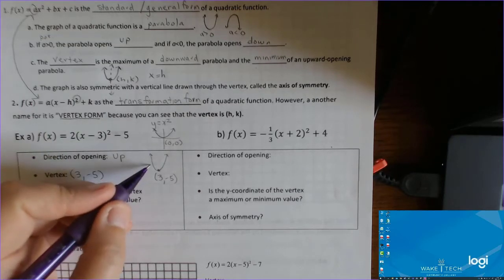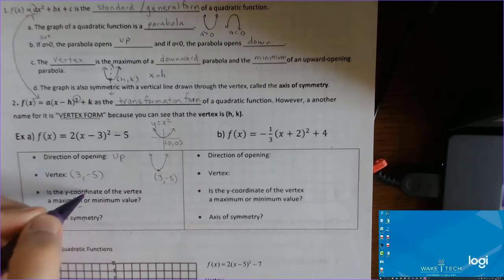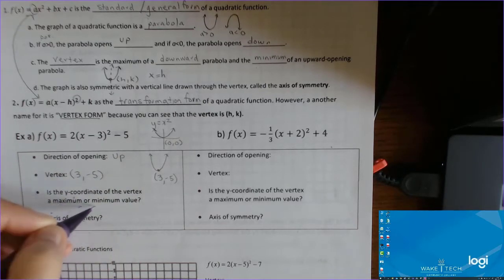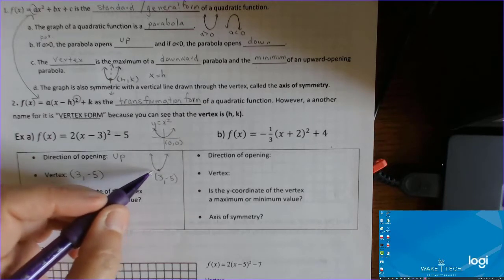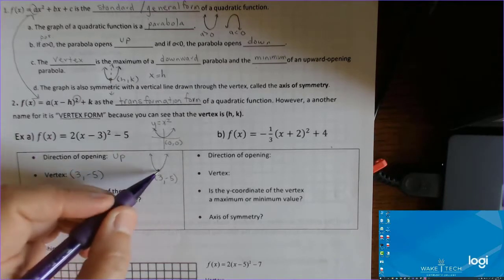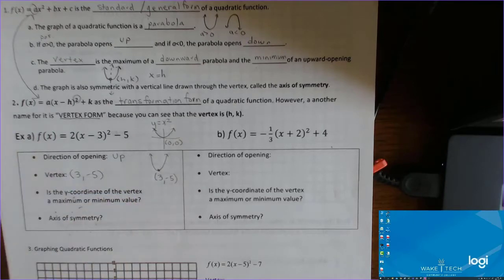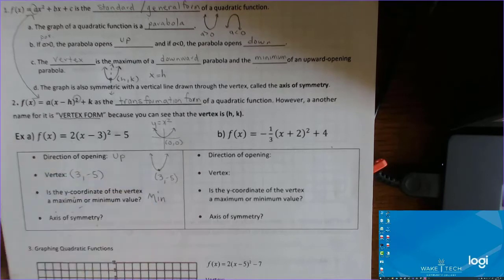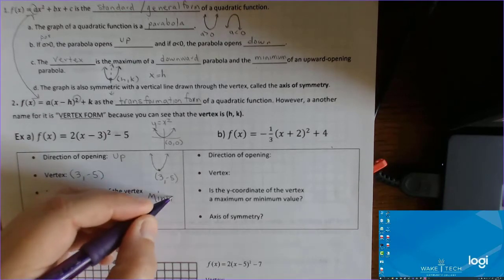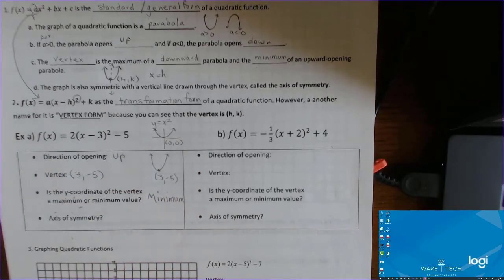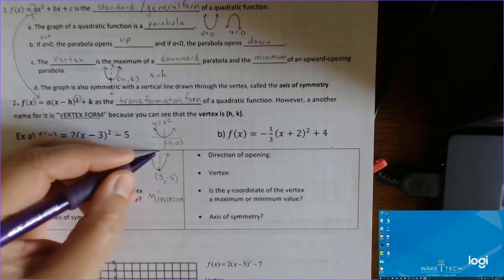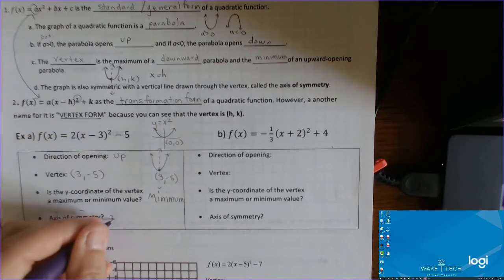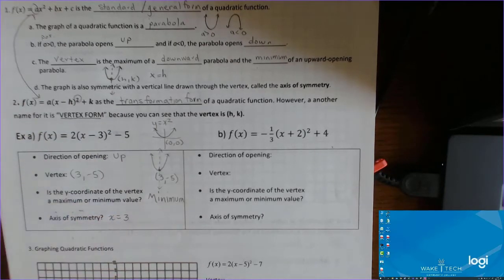Okay, now I like to graph it so I don't mess up this question here. Is the y-coordinate of the vertex a maximum value or a minimum value? Well, if you look here, this is the lowest point on the graph. So this negative 5 is the lowest y-coordinate. So this is a minimum. And then the axis of symmetry. Again, if you draw a vertical line through that vertex, you get this vertical line x equals 3.